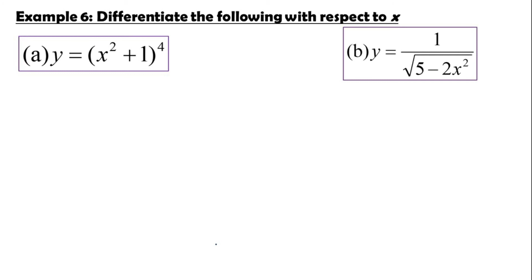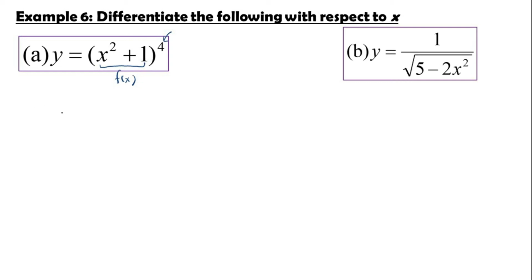Now proceed with example 6. We have to differentiate the following with respect to x, still under the same subtopic, rule of differentiation. Part A, we have y equal to x squared plus 1, the whole thing to the power of 4. So we can detect here we have a high order of degree of a function. So from here we know that we can use a power rule.